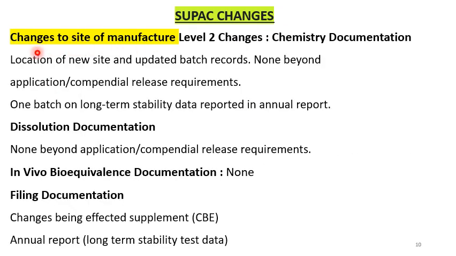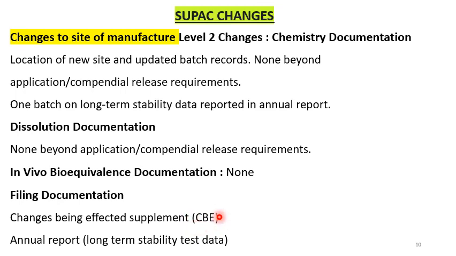Then coming to the level 2 change requirements. Chemistry documentation requirement: location of new site and updated batch records, none beyond the application, compendial release requirements, and one batch on long-term stability is required to be kept, and the data is reported into the annual report of the formulation, or the annual report of the drug product. Then dissolution documentation: none beyond the application, compendial release requirements. No in vivo bioequivalence required. Filing is done through the changes being effected supplement, that is CBE.